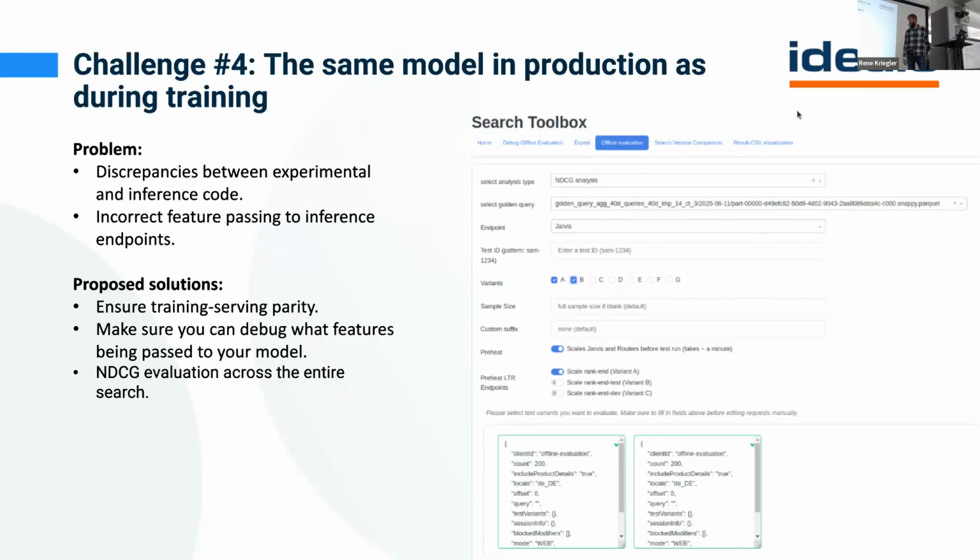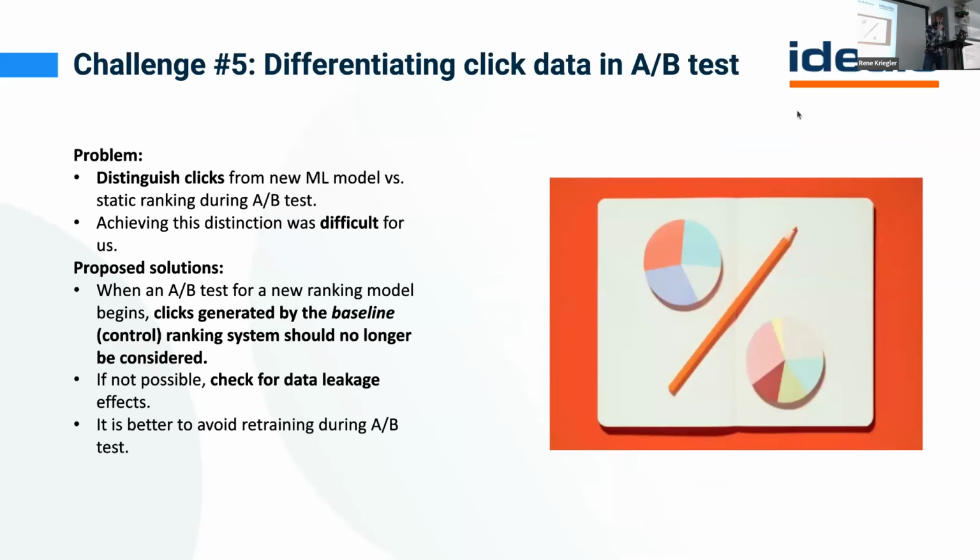Another solution we have is that we run one more NDCG evaluation over the whole search. We select the test variants, we pass test variant flags to our search endpoint, and then it triggers or doesn't trigger the re-ranking endpoint. Okay, then you start your A/B test.